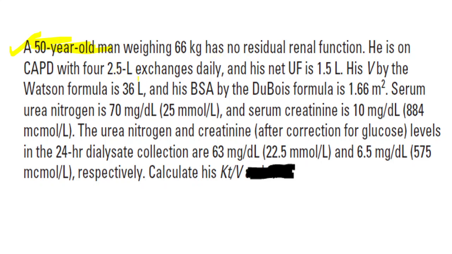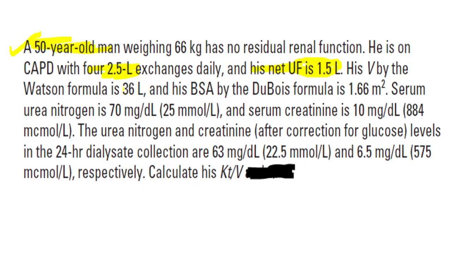The patient is on 4 exchanges, 2.5 liters he is doing. So total is 10 liters. Whatever the output is coming, in total we have to add it. So there is a net ultrafiltrate of 1.5 liters. Some questions or examiners might give the output volume directly. Sometimes they will give it indirectly like this: 4 exchanges of 2.5 is 10 liters. Net ultrafiltrate is 1.5 liters. So the total volume drained in 24 hours is 11.5 liters.